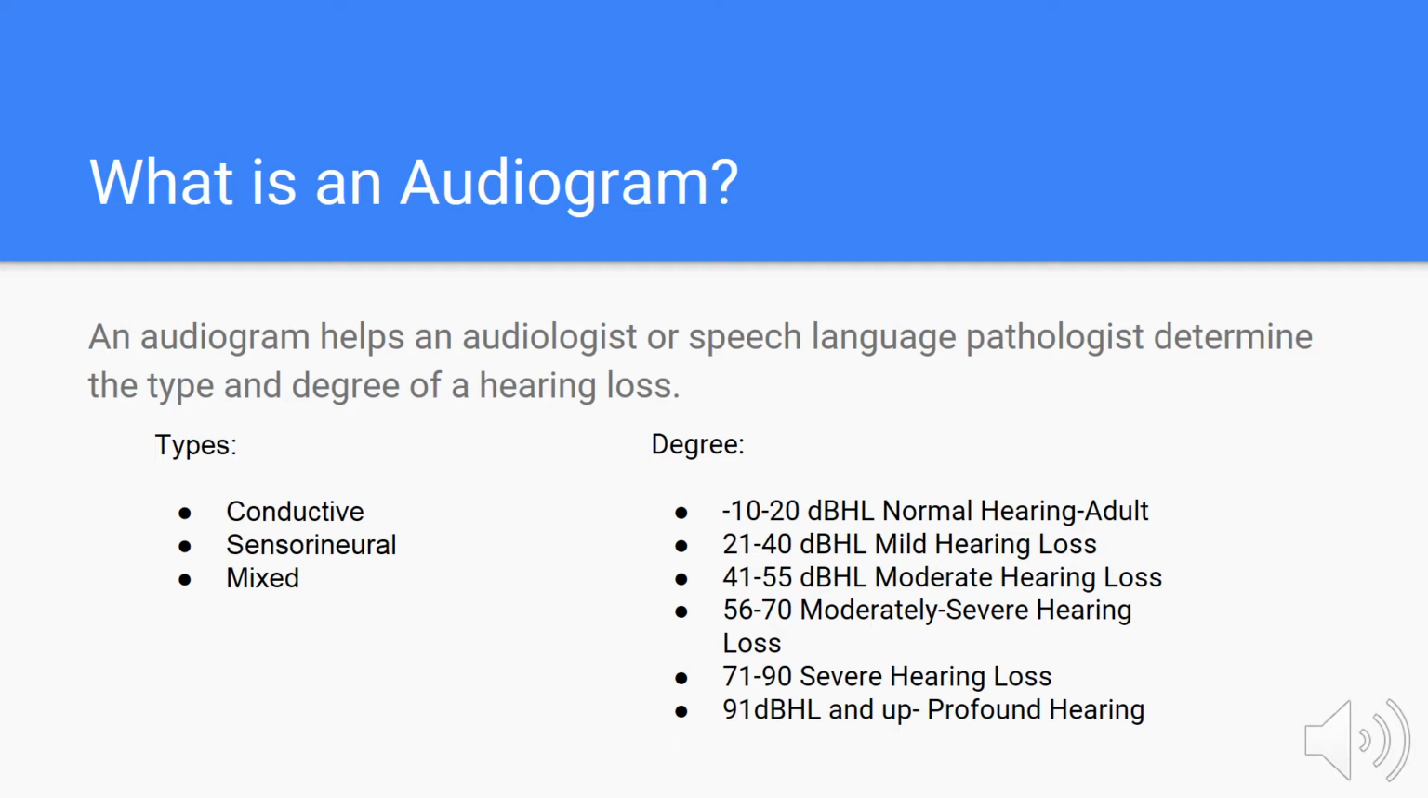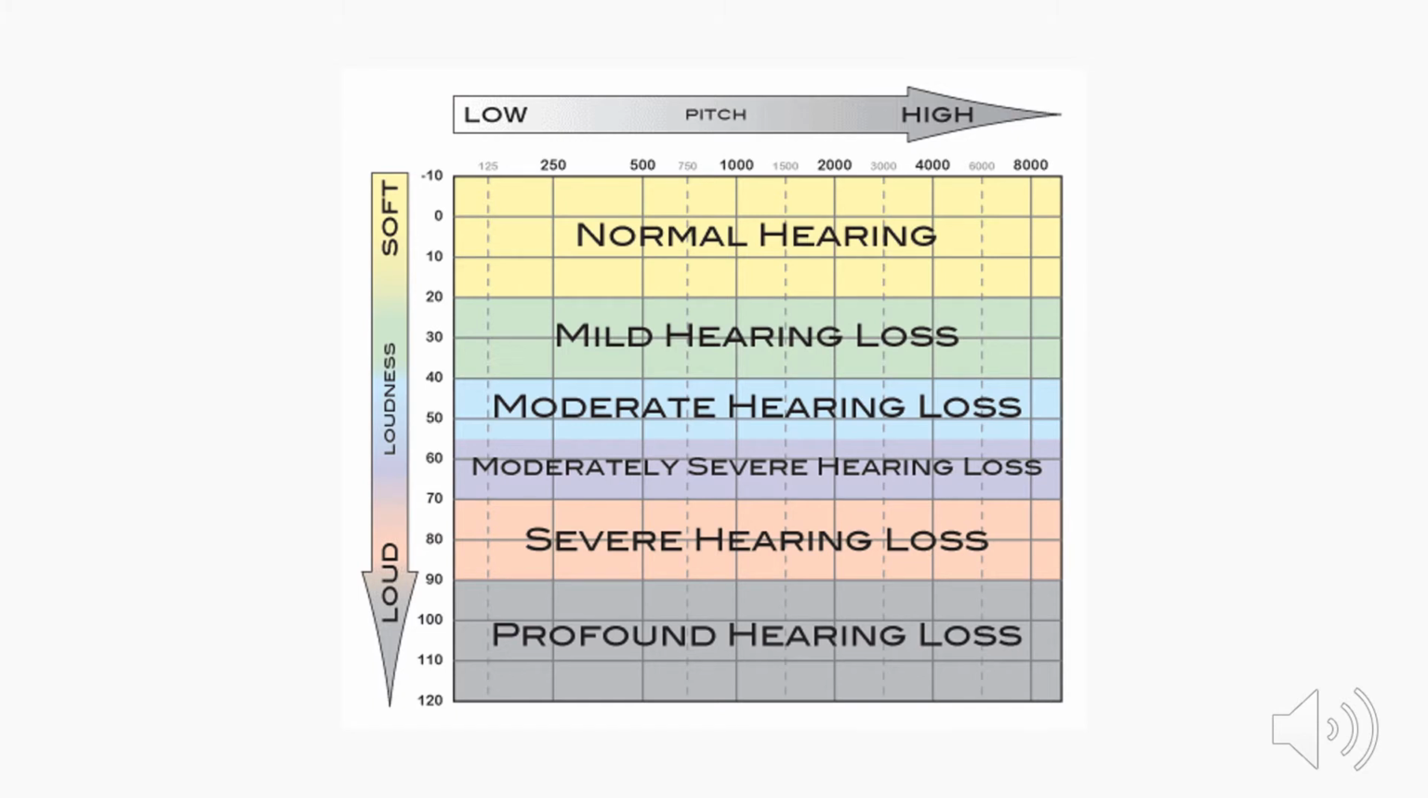As you learned from the video, an audiogram helps the speech-language pathologist and the audiologist determine the type and severity of hearing loss. The 3 different types can be conductive, sensorineural, and mixed. We'll be diving into those a little bit more later. To the right, you can see the different levels of hearing loss. This is another more detailed picture of an audiogram explaining where the different levels of hearing loss would be seen on the audiogram.